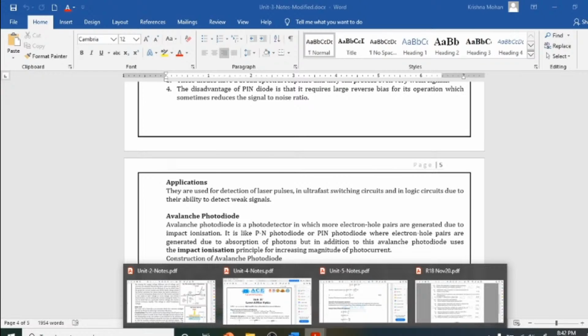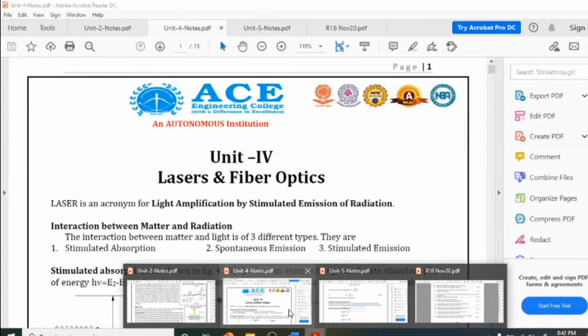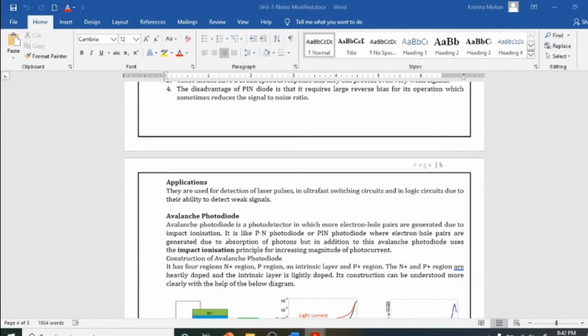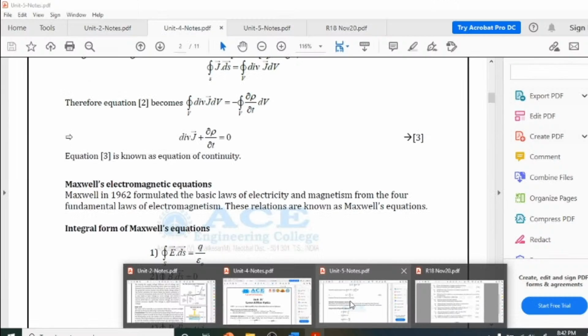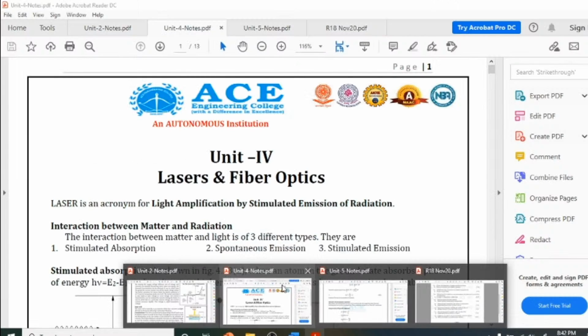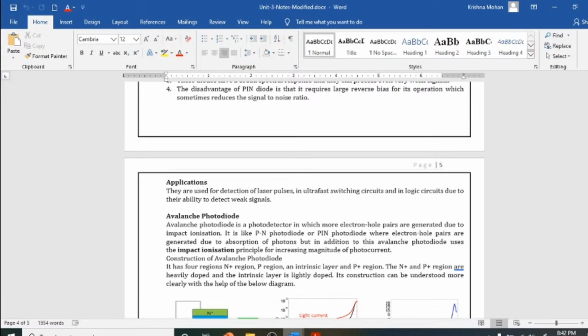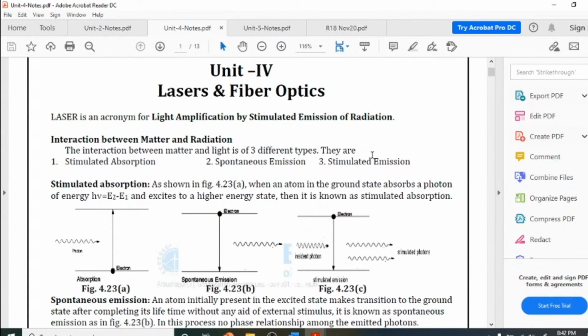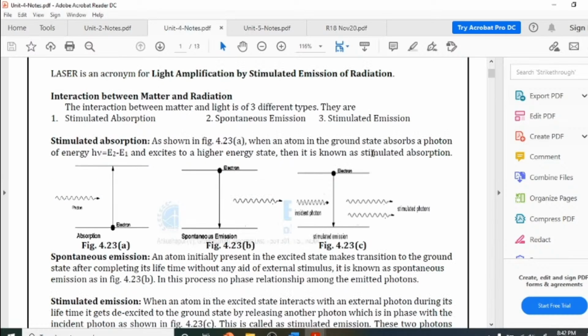Regarding the fourth unit, what we have in the fourth unit is lasers and fiber optics. I was telling you about the third unit. If you want to prepare in some time, and if you are concentrated enough, you can prepare the third unit in 3 hours, because you have only 5 topics in it.